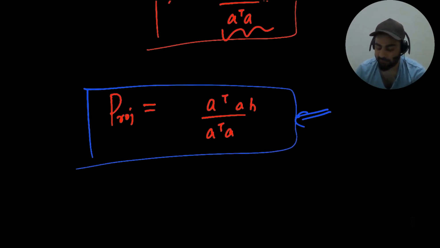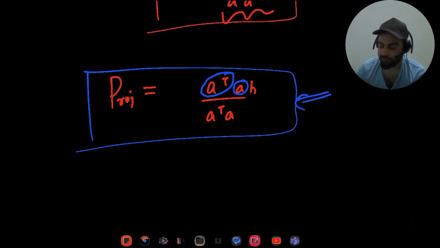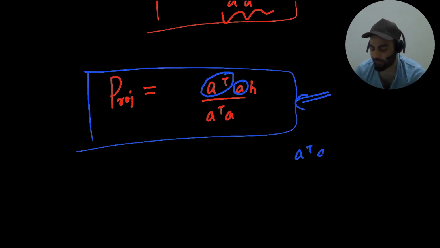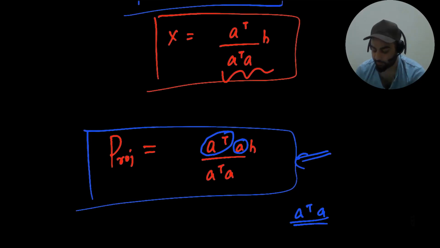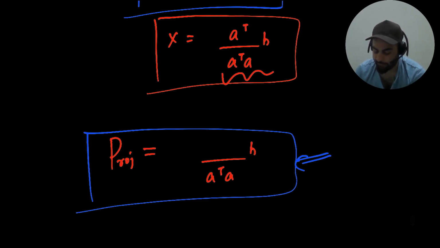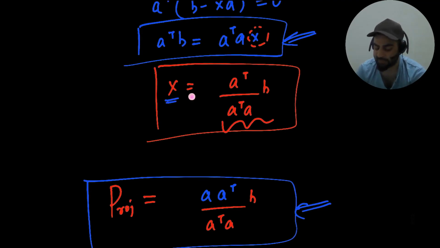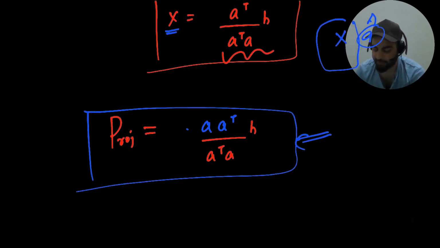Now if you see this A transpose A, what will it be? Oh, sorry, it should be A transpose, because we have X multiplied by A. When you multiply this X with A, X will remain as it is, so this will be the multiplier at the front. So this will become A transpose, if you see this.